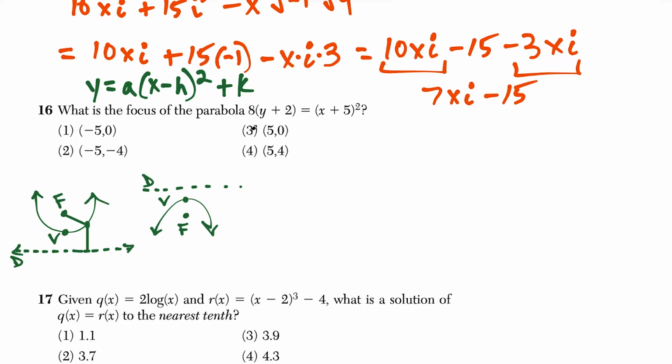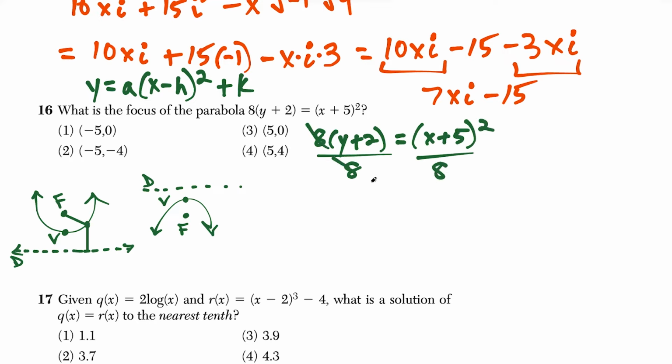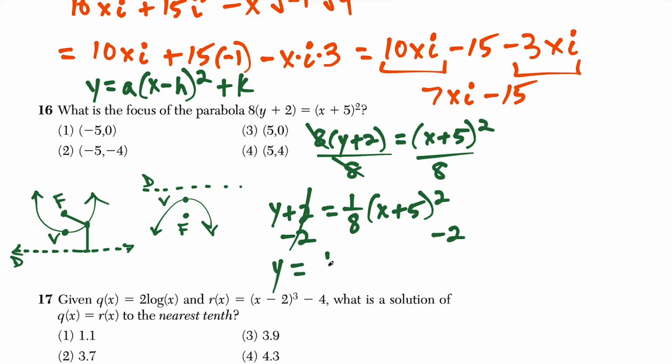So now I'm going to do the algebra to get this equation into vertex form. I'm going to start with 8 times (y plus 2) equals (x plus 5) squared. And I'm going to start by dividing both sides by 8. Okay, so 8 over 8 cancels. And now we have y plus 2 equals, and instead of saying over 8, I'm going to say 1/8 times (x plus 5) squared. And then to solve for y, we just subtract 2 on both sides. And now here's our equation in vertex form: y equals 1/8 times (x plus 5) squared, minus 2.